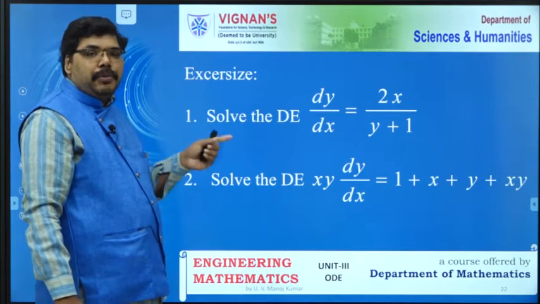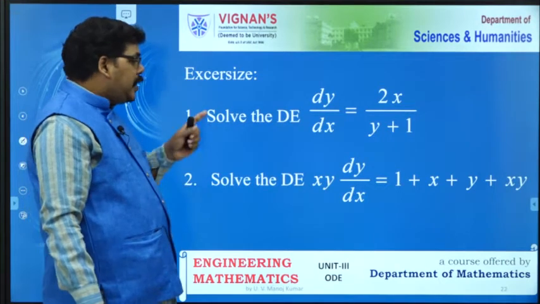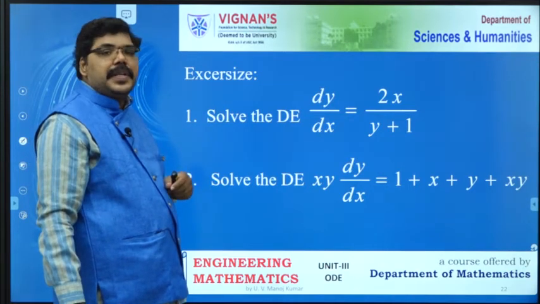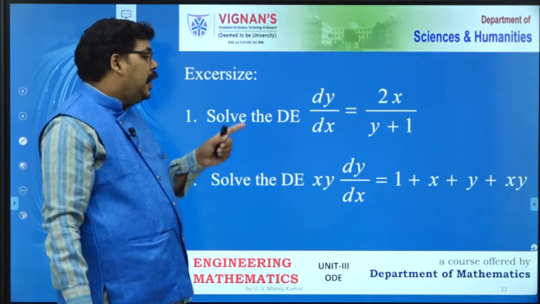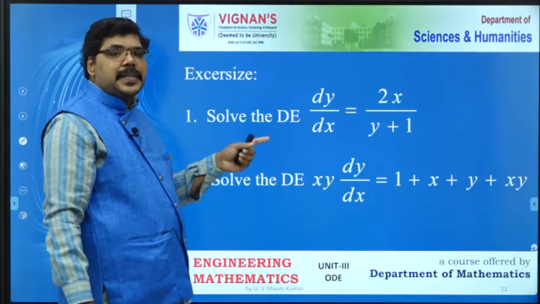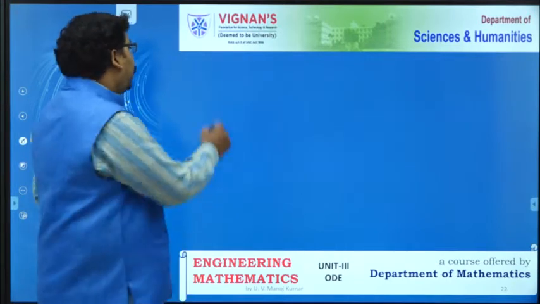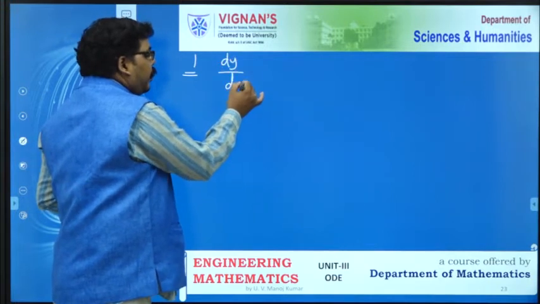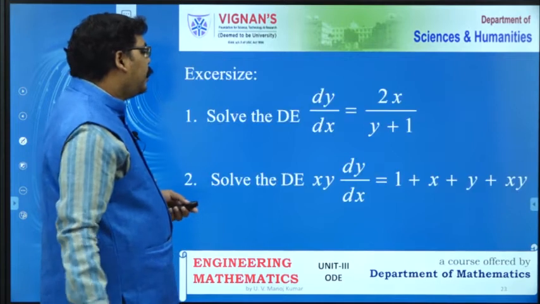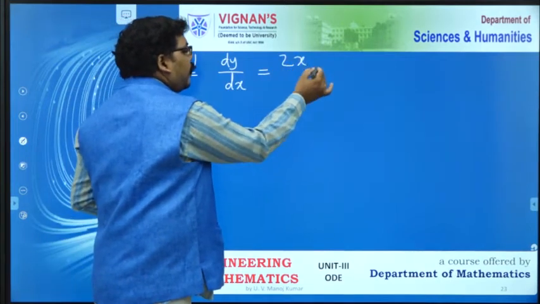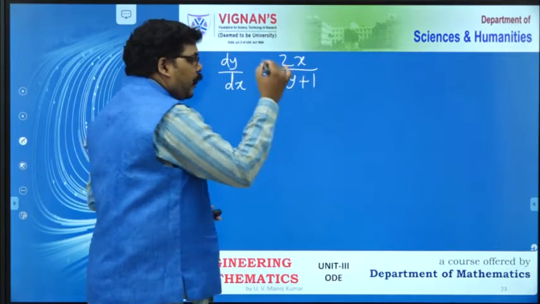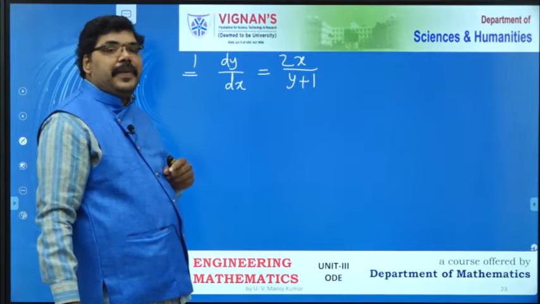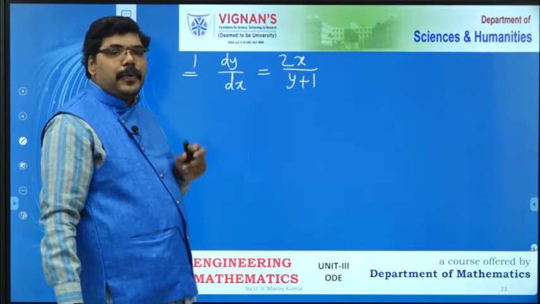Now 2 differential equations are given to us and we are asked to solve them. See the first differential equation. We will solve the first differential equation now. What is the first differential equation? dy by dx equals 2x by y plus 1. So the differential equation given is dy by dx equals 2x by y plus 1.